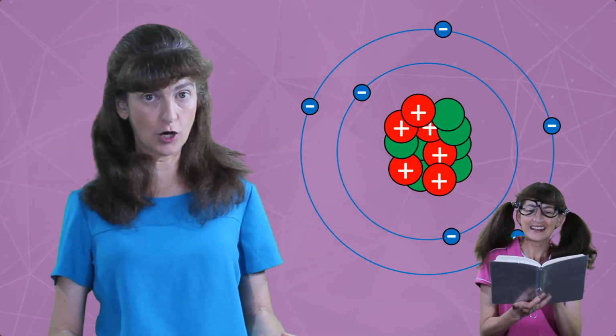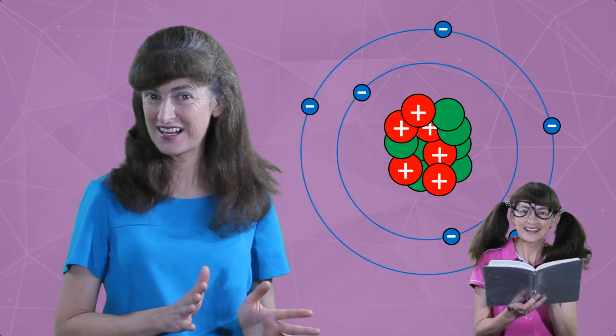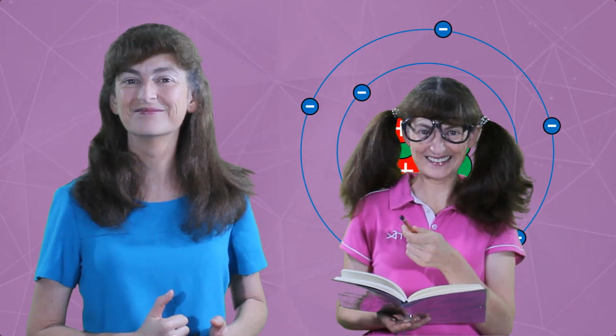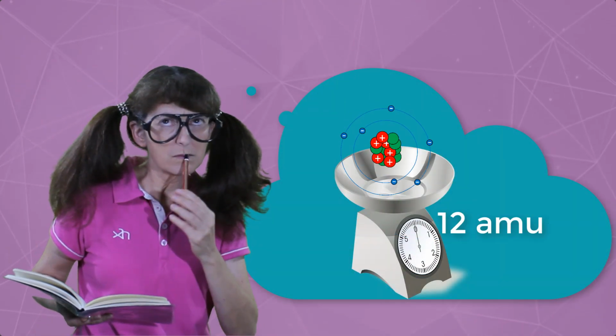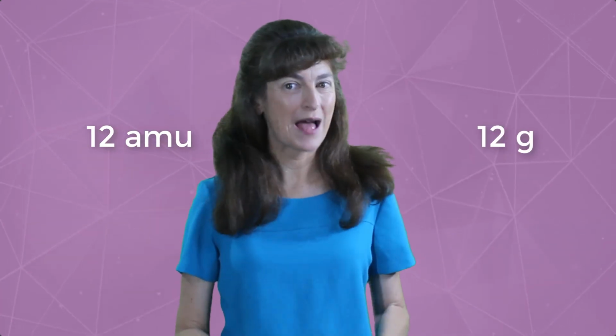The particular isotope of carbon shown here also has 6 neutrons. So how many nucleons does this isotope have? 6 protons plus 6 neutrons equals 12 nucleons. So what's this atom's mass? 12. 12 what? 12 amu? Don't confuse that with 12 grams.